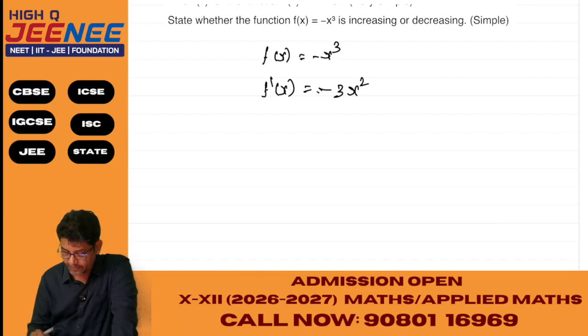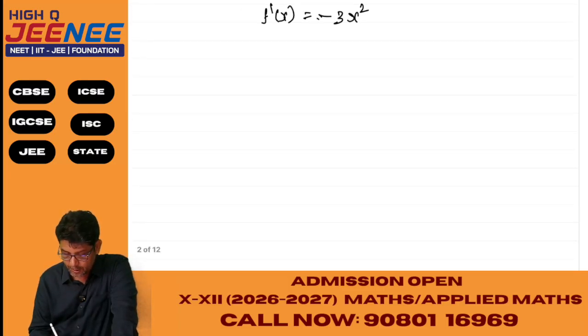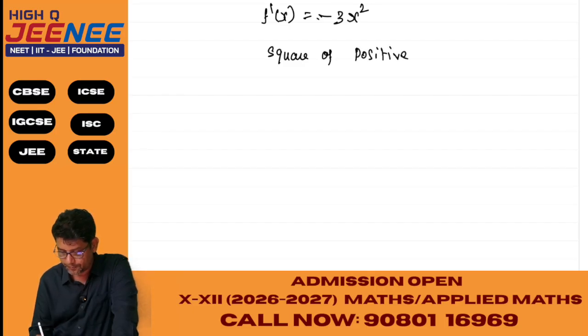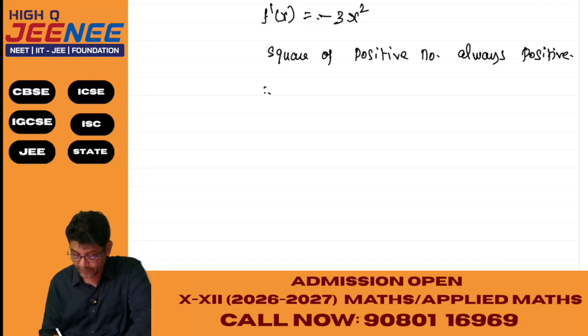See, can we say the square of a positive number is always what? Always positive. Am I right? So therefore, the square of any real number, not just a positive number, is either positive or negative.